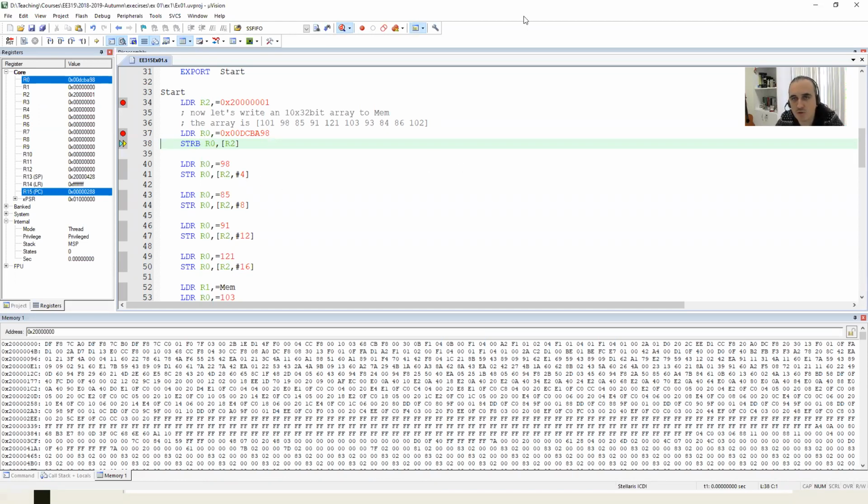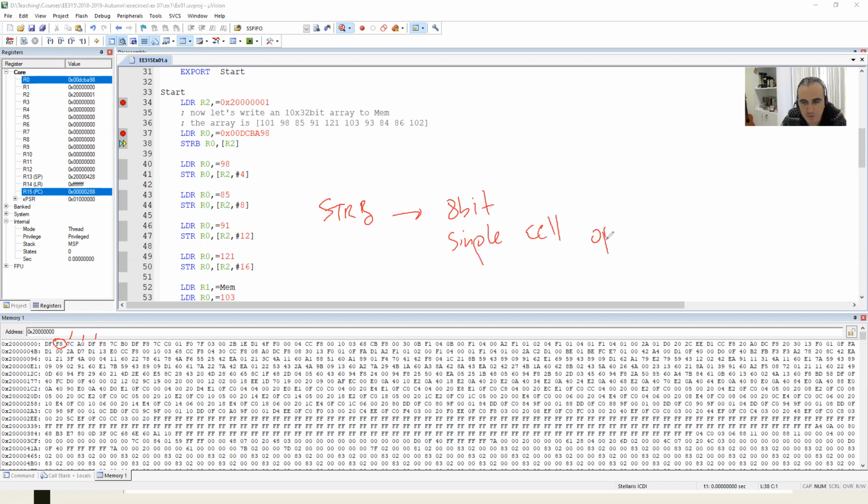And I'm not going to draw the entire memory, but I'm going to show it to you. This is 20 million, but this will be doing an operation starting with 20 million and 1. So only this guy will change. These won't change because I'm using STRB, an 8-bit single cell operation. So does it really work like that? And which single byte? Which single cell?